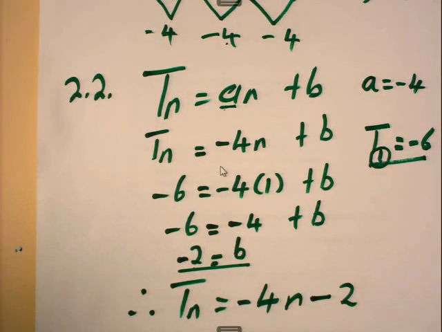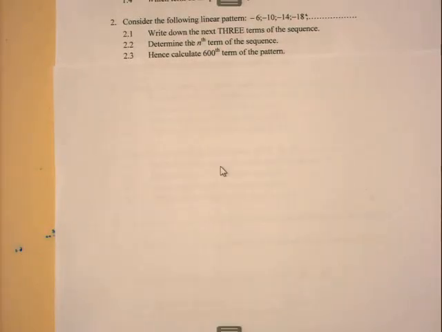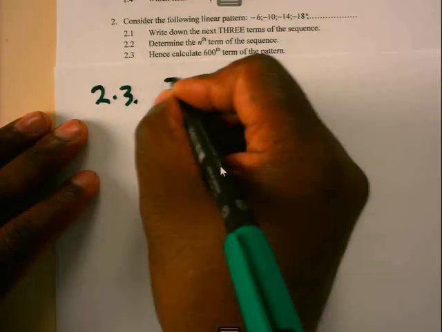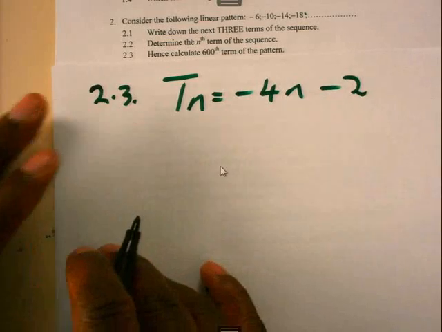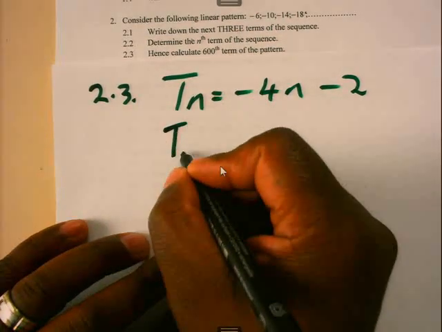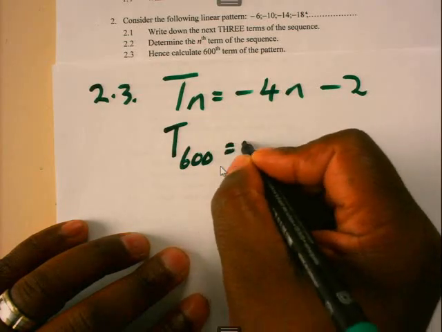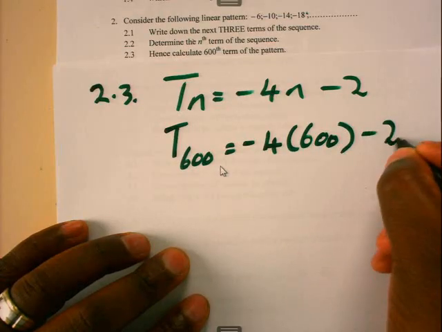Look at 2.3. It states, calculate the 600th term of the sequence, term number 600. Remember, our nth term is -4n minus 2. So all we have to do is substitute n by 600: T600 equals -4 times 600 minus 2.